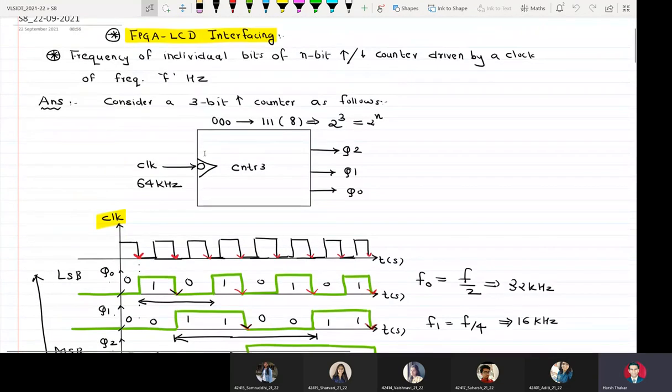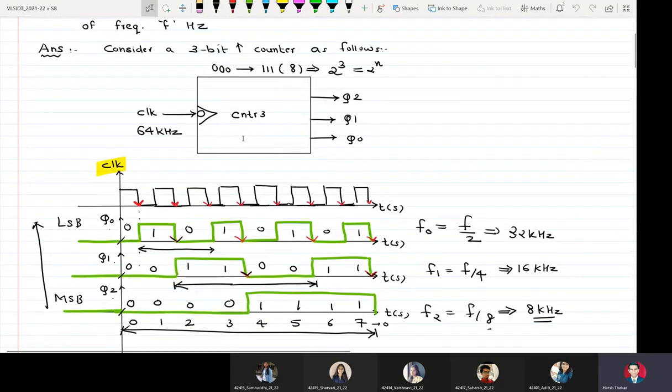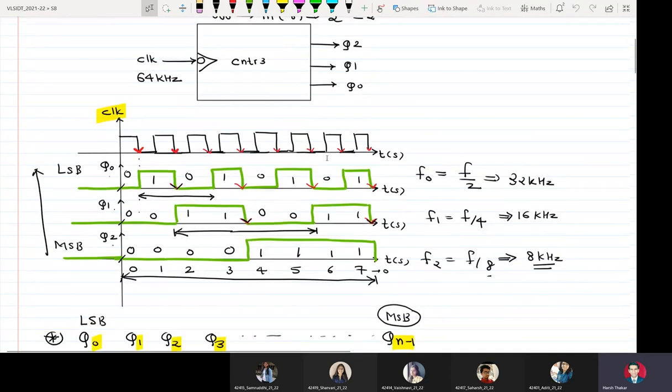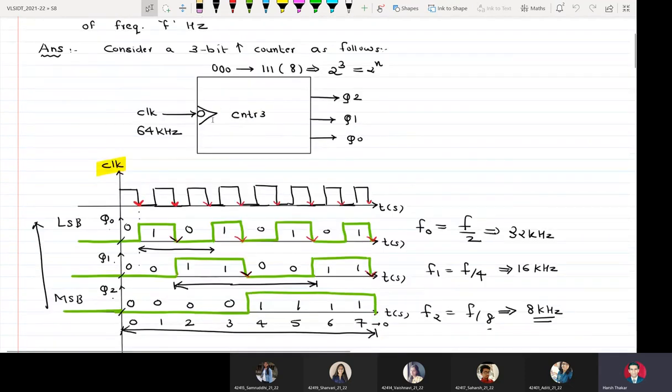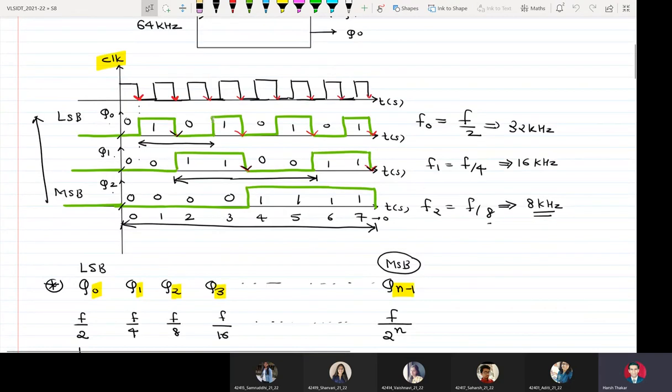So consider a 3-bit up counter which goes from 000 to 111. The outputs are Q2, Q1 and Q0. And if we draw the waveforms for this counter, we can see that the first waveform is the clock waveform, and I have shown the falling edges of the clock because my counter is negative edge triggered. And then we have the waveforms for the LSB bit Q0, the middle bit Q1 and the MSB bit Q2.